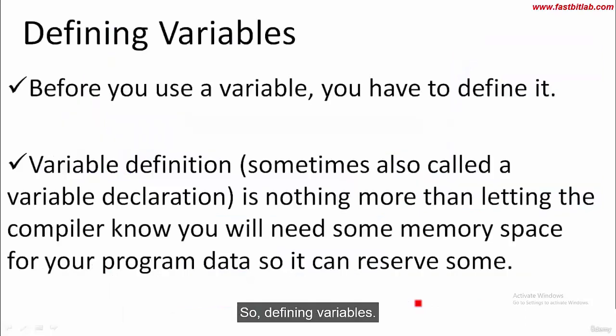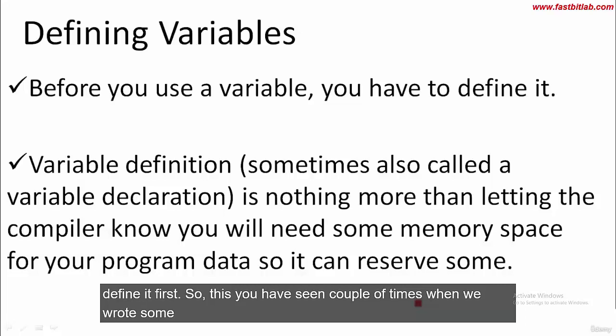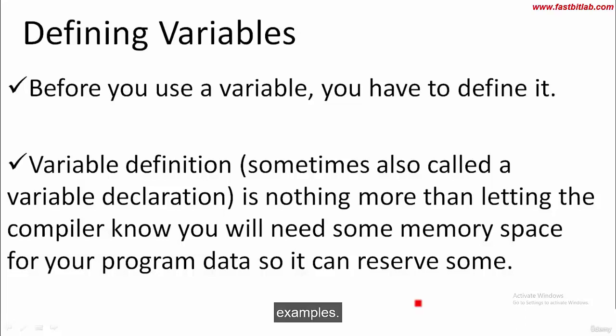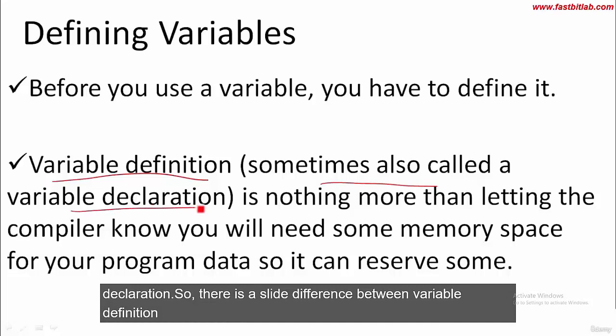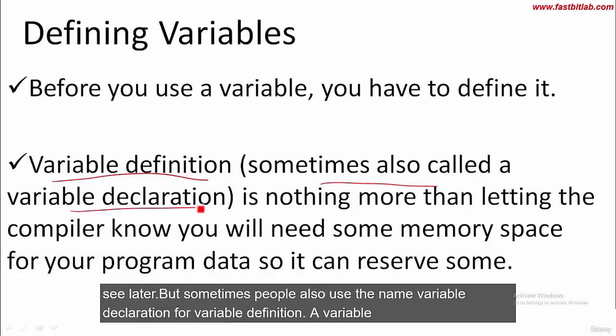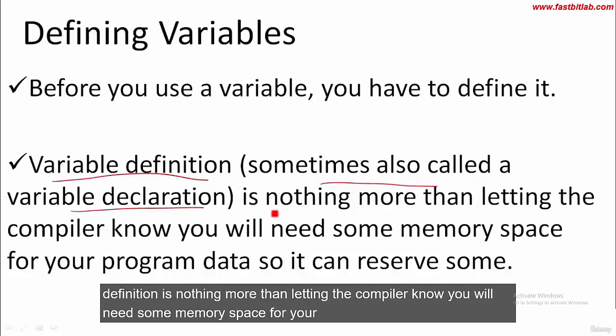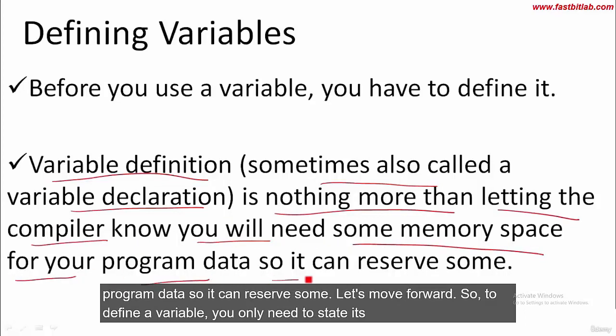Let's move forward. Defining variables. Before you use a variable, you have to define it first. You have seen this a couple of times when we wrote some examples, right? Variable definition is sometimes also called variable declaration. There is a slight difference between variable definition and declaration, which we will see later, but sometimes people also use the name variable declaration for variable definition. A variable definition is nothing more than letting the compiler know you will need some memory space for your program data so it can reserve some.